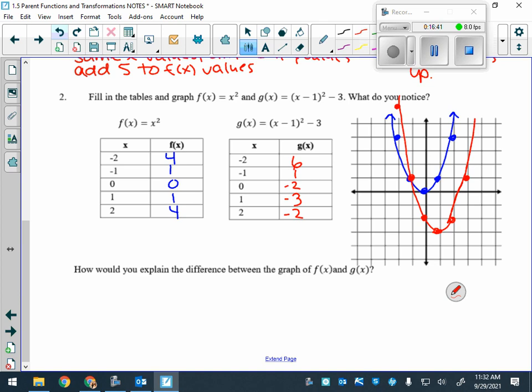So continue. Looking at this graph, it's the same shape, even though we just have more points here. What do we notice? What's the difference from the blue to the red? Anything change? Do you notice anything? Need an answer before you go to lunch. Brian.